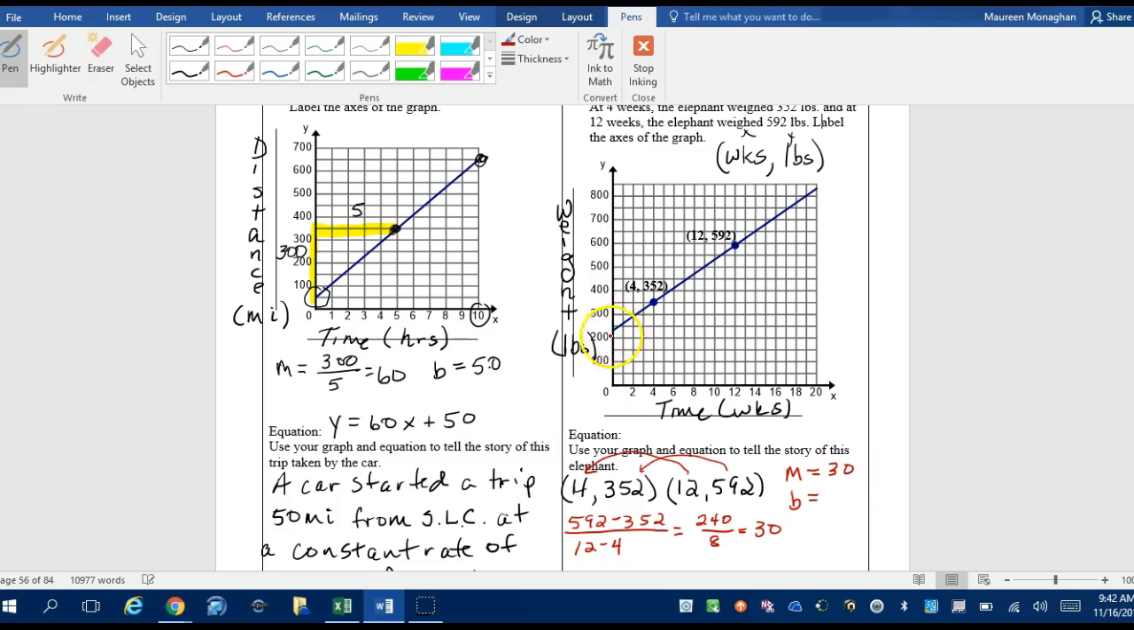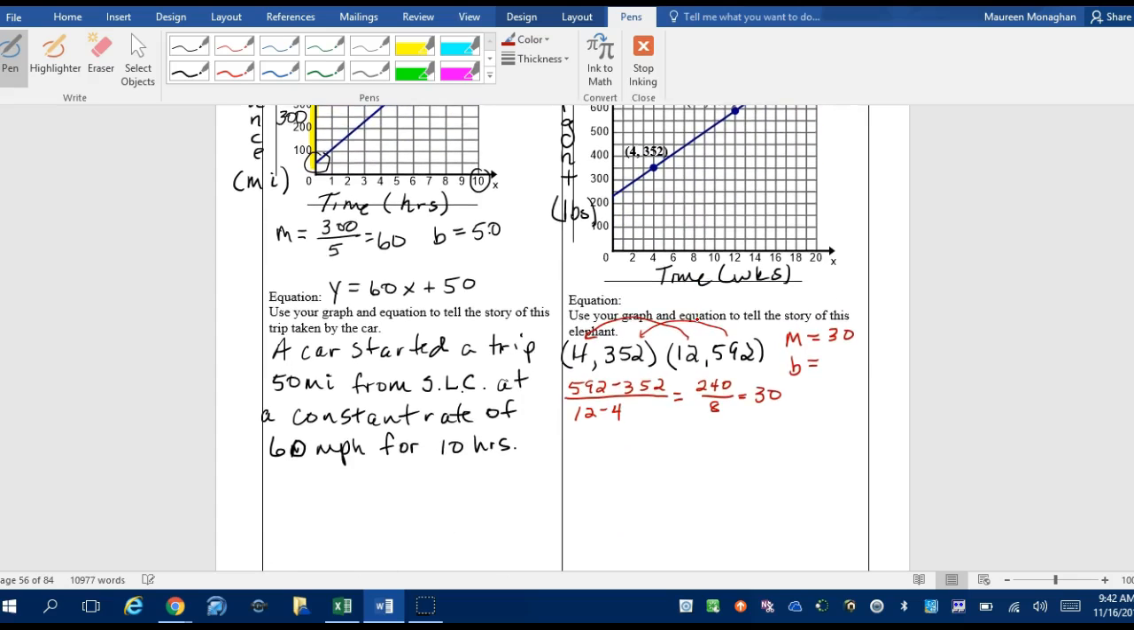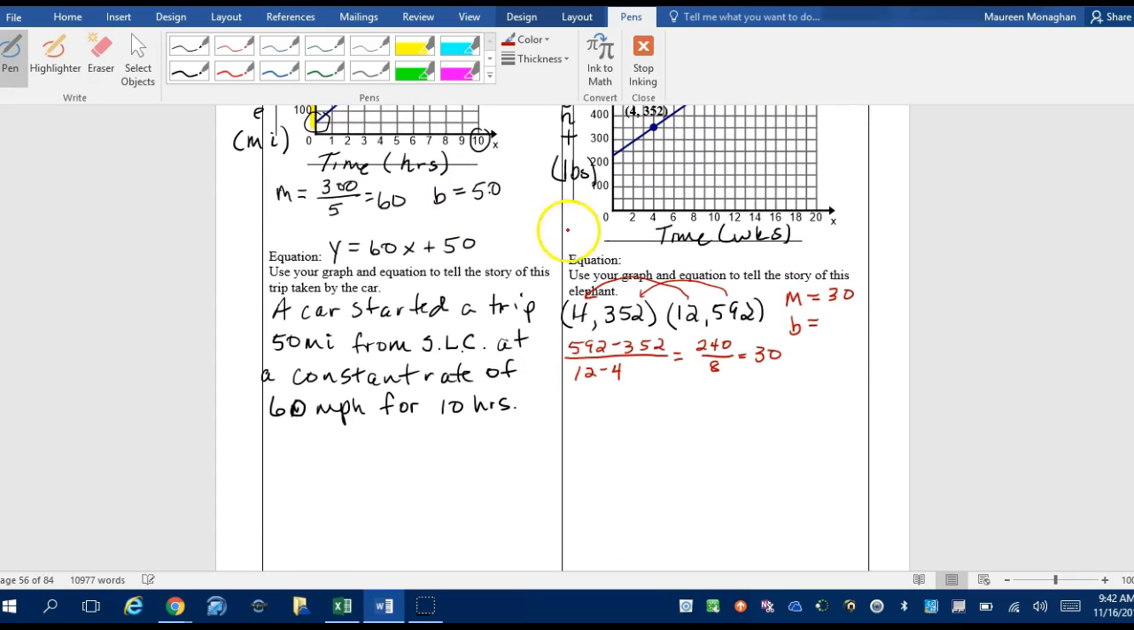Do I have my y-intercept? Oh man, it's not on. It's there, but I'm not sure exactly what the number is. So I have to go algebraically to find that. So we're going to choose one of the 2 points. And I'm going to choose 352. So I'm going to use this point, and I'm going to use the slope. So 352 equals slope times x plus b. This is going to find my y-intercept for me.